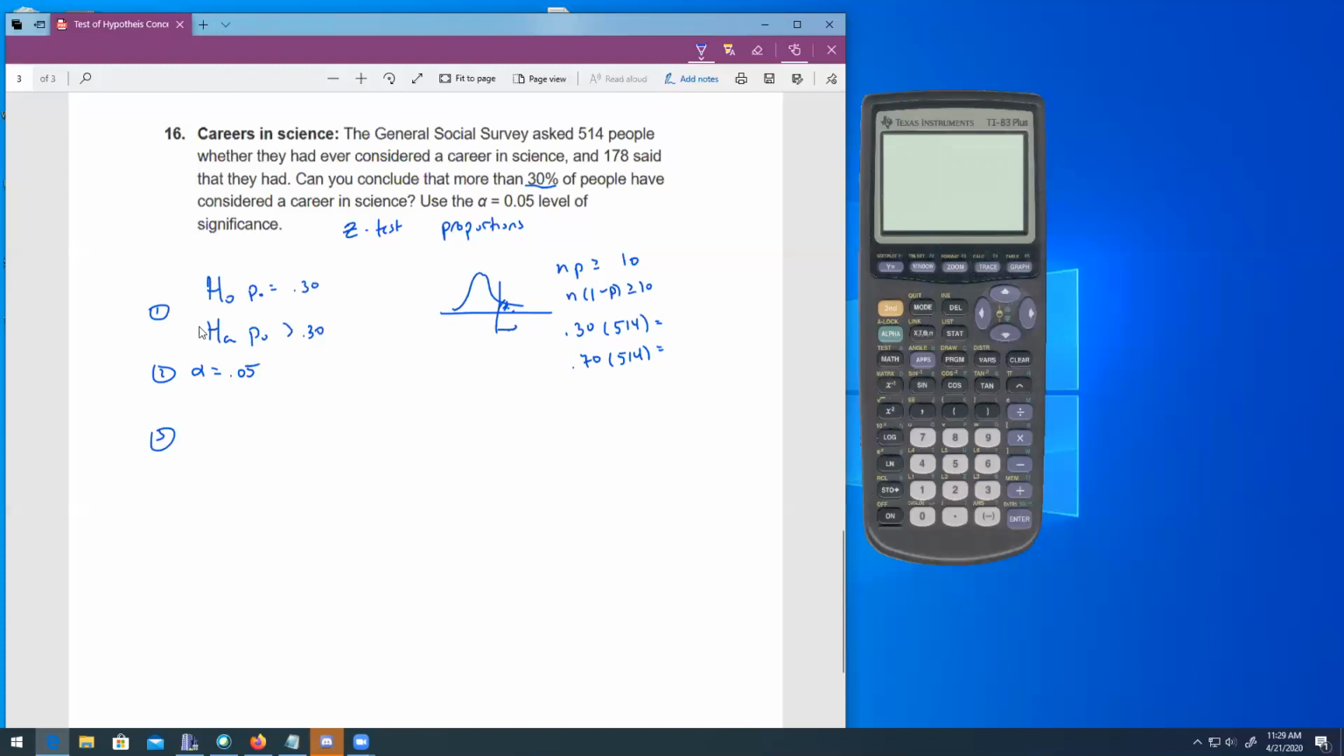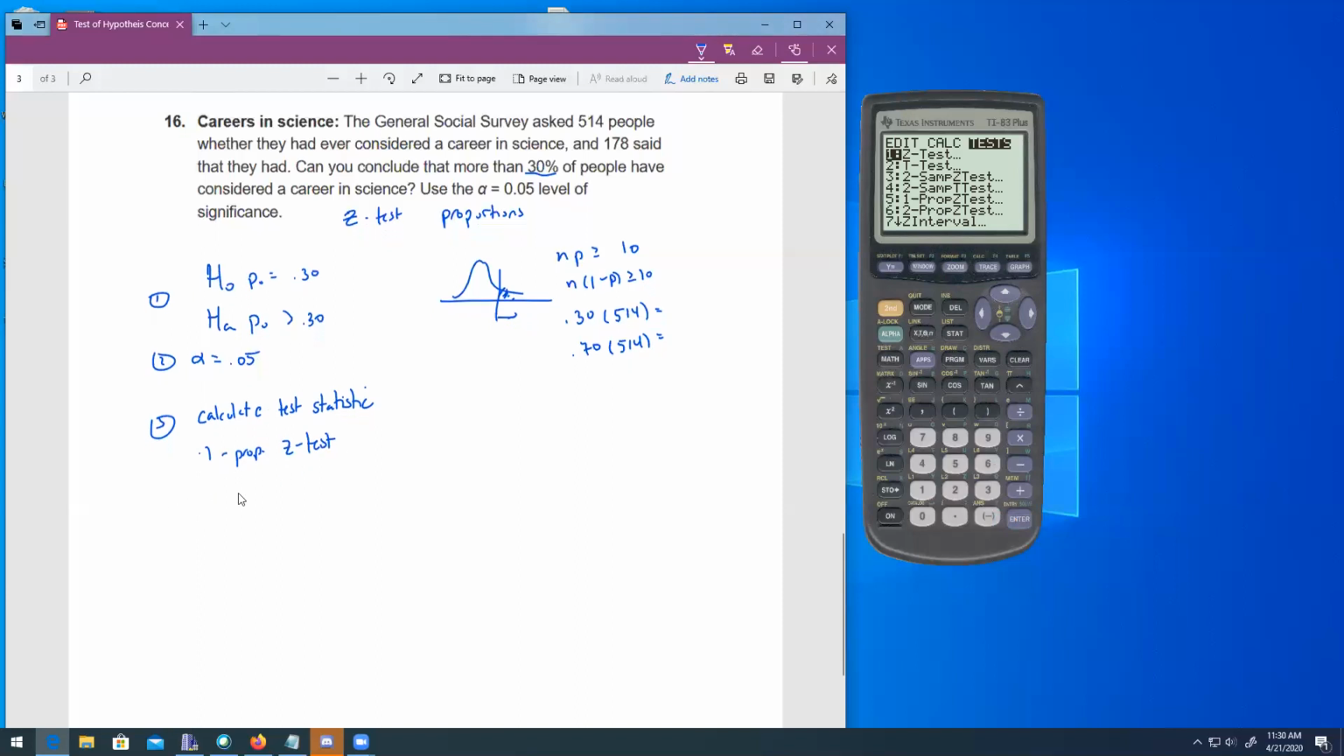So we've set up our step 1. We've declared our alpha. We're going to go ahead and calculate our test statistic. So what are we going to say this is? We're going to say this is stat. How does your calculator use this? This is a 1 proportion z-test. So we're going to come over here and say a 1 proportion z-test. Okay, so we'll go ahead and click that on there.